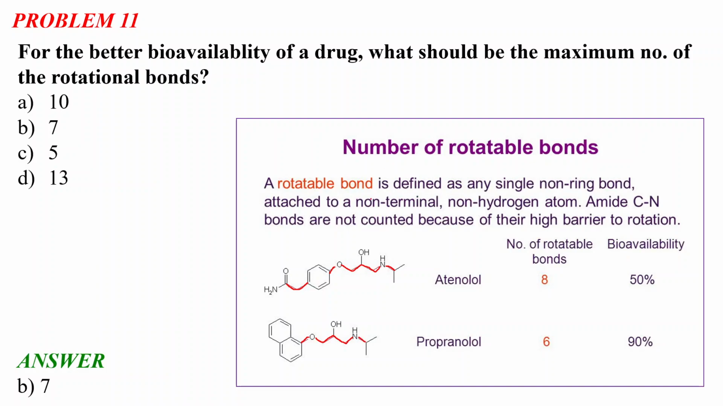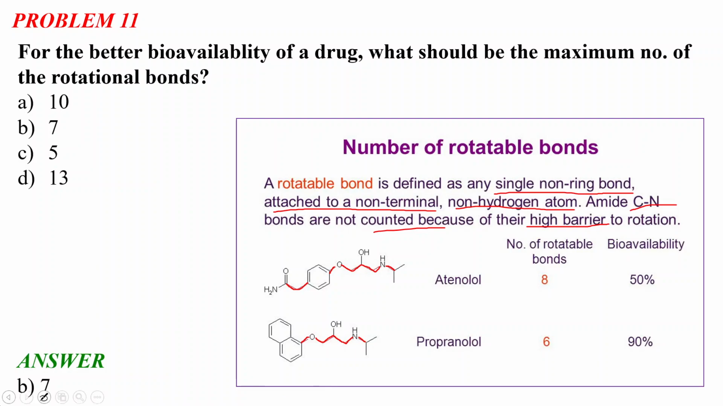So the definition of the rotatable bond is very important, otherwise you will not know which bonds are rotatable and which are not. Any single non-ring bond attached to a non-terminal non-hydrogen atom is called a rotatable bond. The normal C-N bond is a rotatable bond, but the amide C-N bond is not counted because of the higher barrier of rotation, okay? This amide C-N bond is not freely rotating.